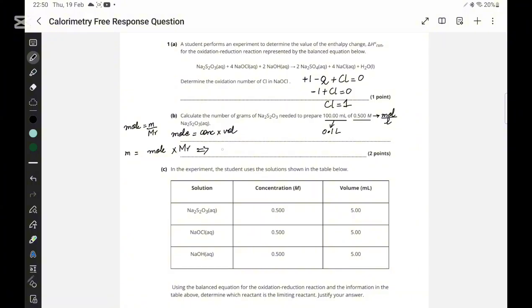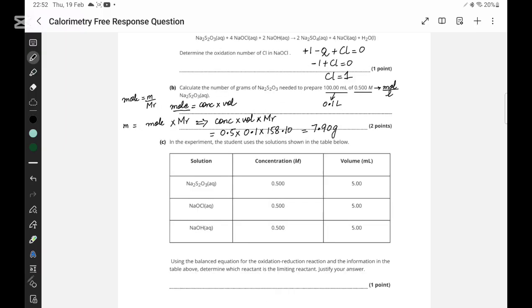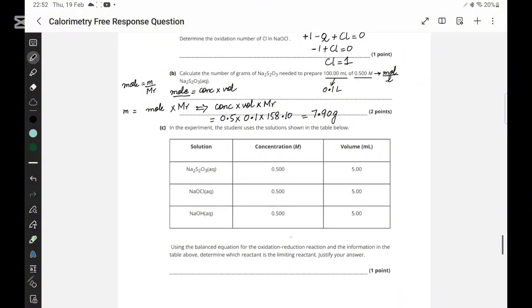So what does it become? Putting in this value of mole, it becomes concentration multiplied by volume multiplied by Mr. Concentration is 0.5, volume is 0.1, and Mr is going to be 158.10, and the final answer comes out to be 7.90 grams.